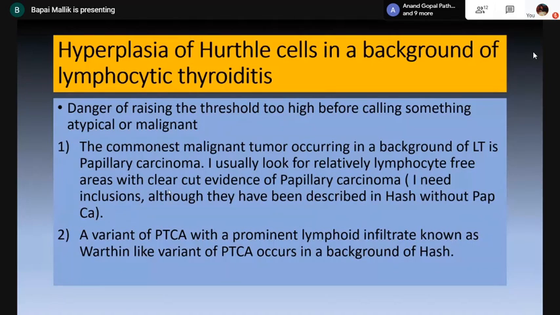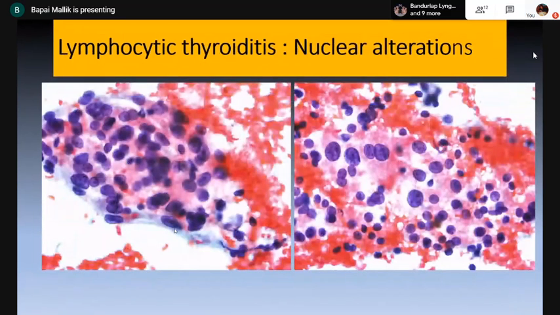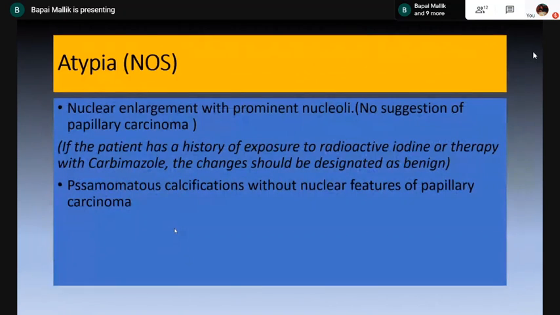There is a variant of papillary thyroid carcinoma with prominent lymphoid aggregate, which is called the Warthin-like variant of papillary thyroid carcinoma, which typically occurs in the background of Hashimoto's. And these are some of the nuclear alterations which you have already seen in the background of lymphocytic thyroiditis.